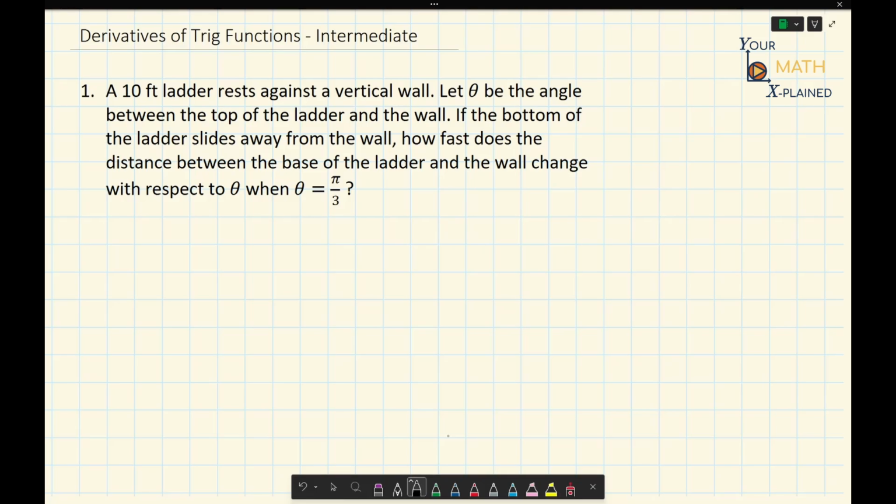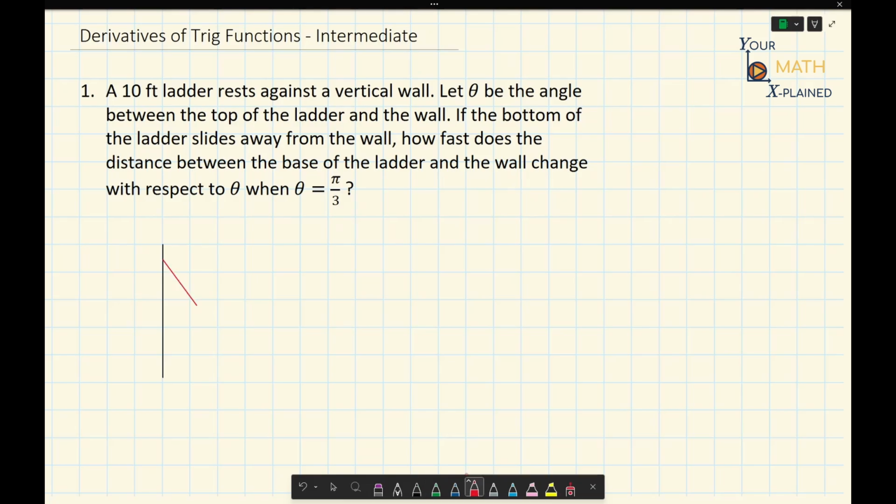We're going to get started with a word problem, so take some time to read through this and make sure you understand what it's asking. Now, when faced with a word problem like this, your first step should always be to draw a diagram to represent the situation. So in this case, we have a vertical wall, and then we have a 10-foot ladder that is resting against this vertical wall.